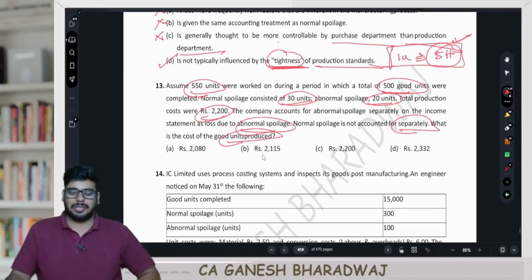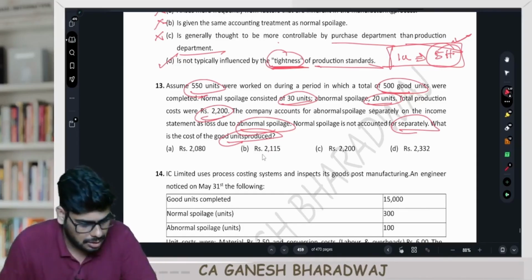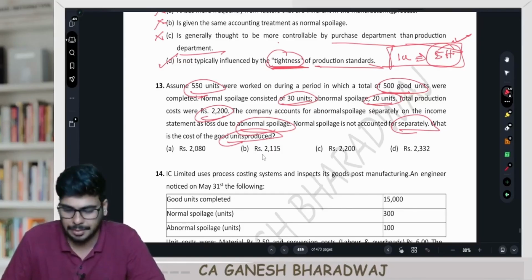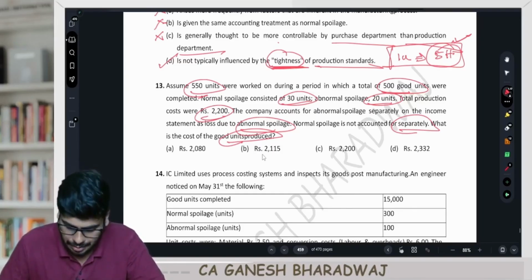This is not even a process costing question. Treatment of losses question. Calculate. A, B, C, D. Which is it? B. Right? How did you get it?